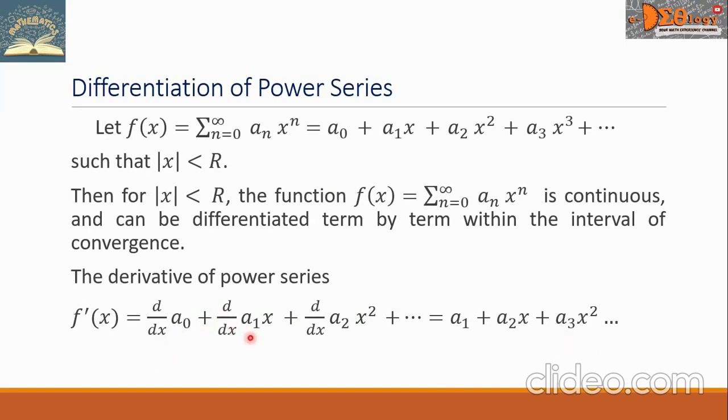Then derivative of a sub 1 times x. The answer is a sub 1 plus derivative of a sub 2 times x squared. The answer is a sub 2 times x plus we can write the next term here. That will be a sub 3 times x squared. Then we can write the new series into summation from n equals 1 up to infinity of n times a sub n times x raised to n minus 1.